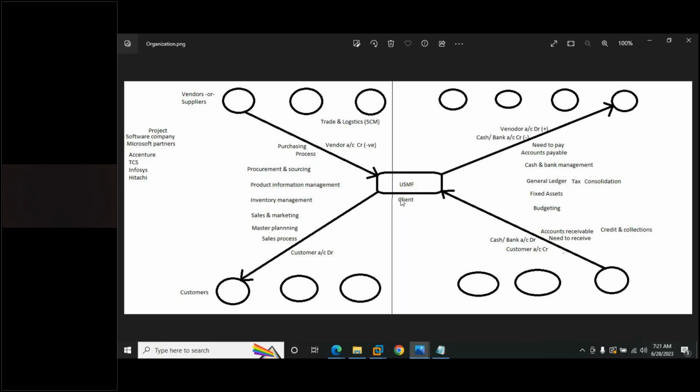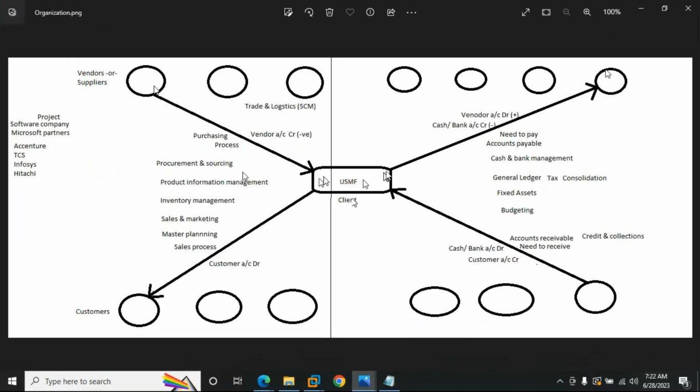What will this client do? They will purchase material and they will sell material. So this purchasing and selling will be a topic from trade and logistics. Now, for whatever you are purchasing, you need to pay money to the vendor. That is accounts payable. You are going to understand the accounts payable module.